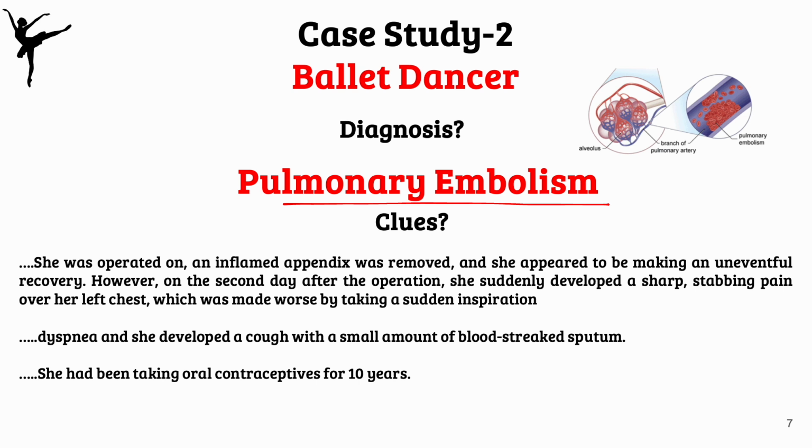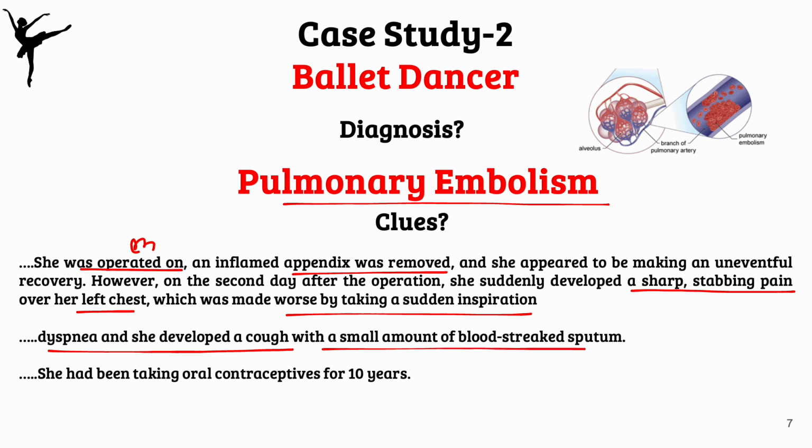What are some of the clues which you had in the case when it was presented? She was operated on, an appendix was removed, and she was making a recovery. Whenever there is a post-operation period, complications could happen, clotting and everything. On the second day after the operation, she suddenly developed this sharp stabbing pain over the left chest, which was made worse by taking a sudden inspiration. This should tell you there's something to do with the pulmonary circulation, given that there was surgery which just took place. She also developed dyspnea and a cough with a small amount of blood-streaked sputum.